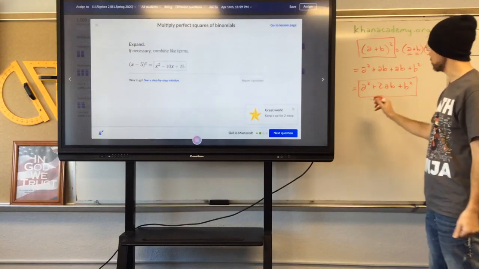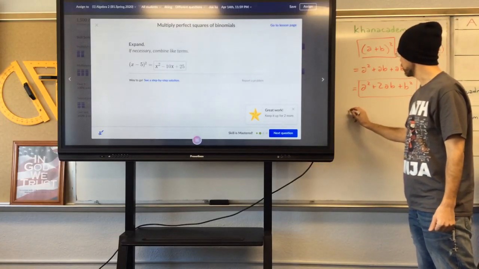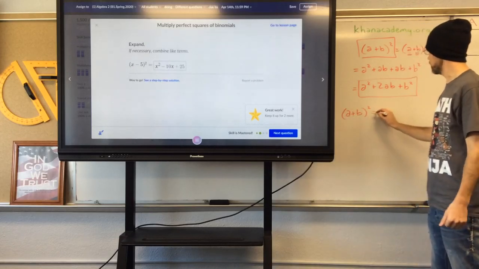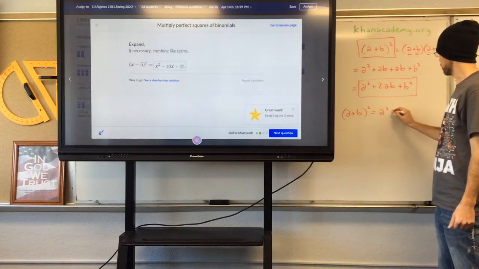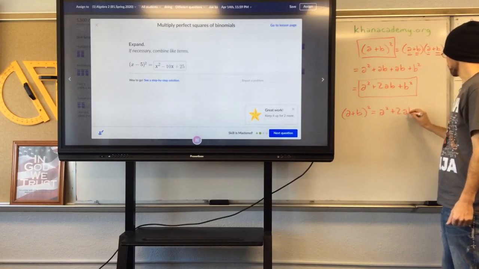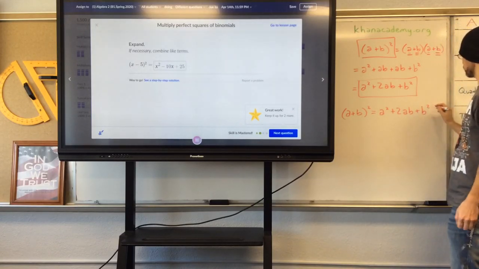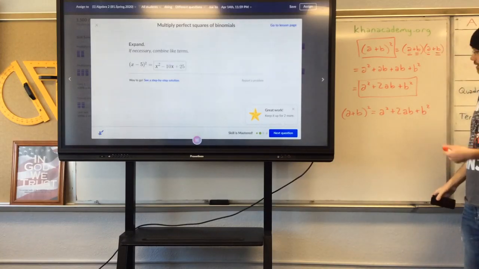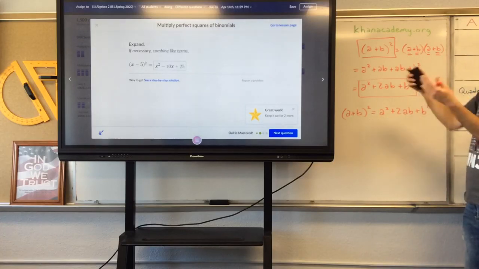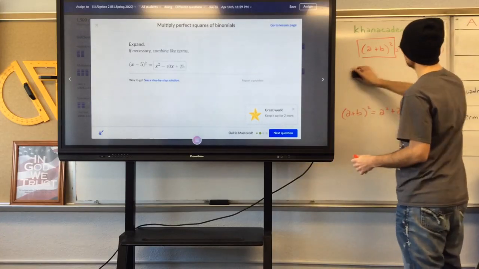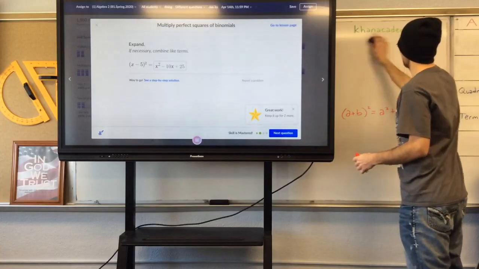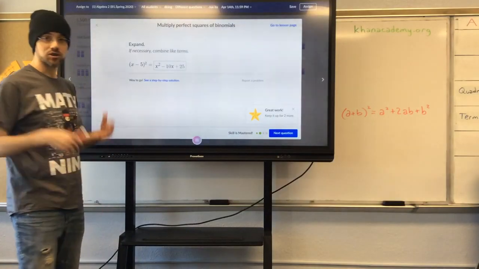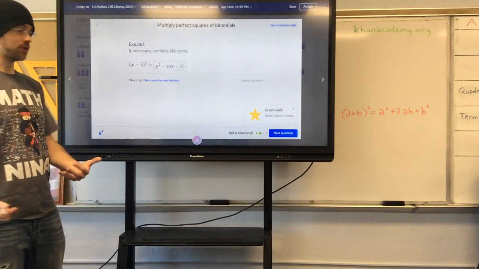So let's write in general what we know now. We know that a plus b squared is a squared plus 2ab plus b squared. And we're going to use this general truth that's always true to solve the next few problems without having to do the middle steps. That's what math lets us do. It lets us make life simpler by generalizing and finding truths that we can apply.